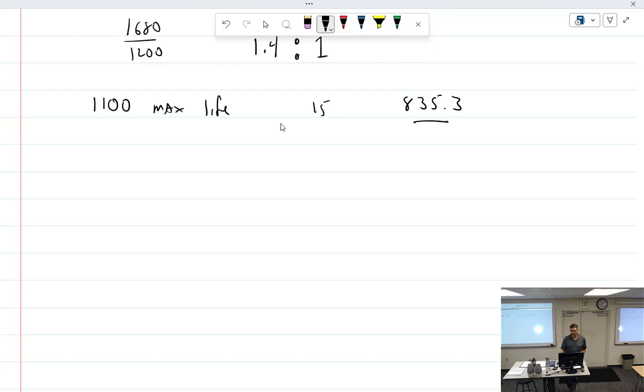So these parts right here, what percent? We can set it up as a ratio. Again, I say ratio. 1,100 is the max life. What is max life? 100%. Then what goes on the other side? 835.3, because you want the hours on top and the percent on the bottom, and this would be X percent.